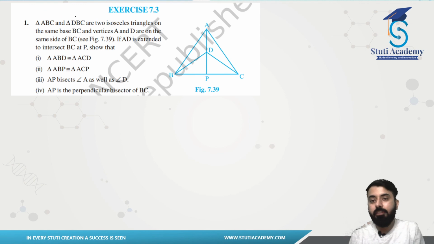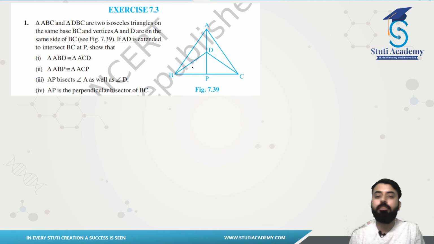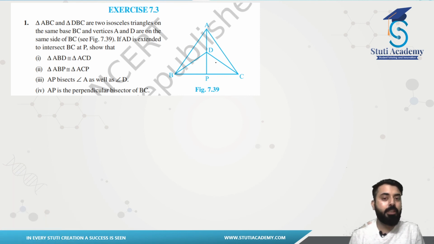If I erase this, you can see they are on the same base. If I just take this triangle and that triangle, ABP and ACP, I can see AB is the same as AC. One more thing I can see, angle ABC is the same as angle ACB. What else can you see with this? Can you see anything else?